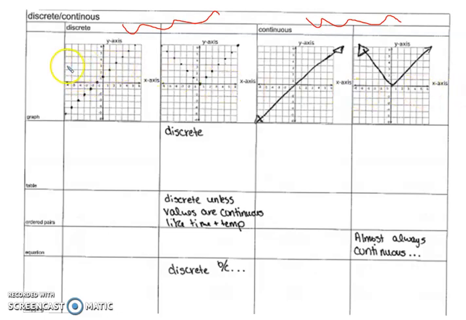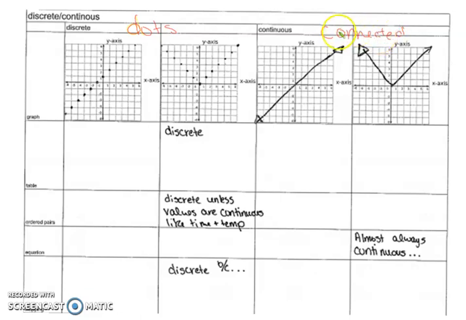Dotted lines, okay? These are dots, and these are connected. Dots and connected, right? Continuous starts with C. Connected starts with C. Discrete starts with D. Dots starts with D. Look at that. Dots. Connected.